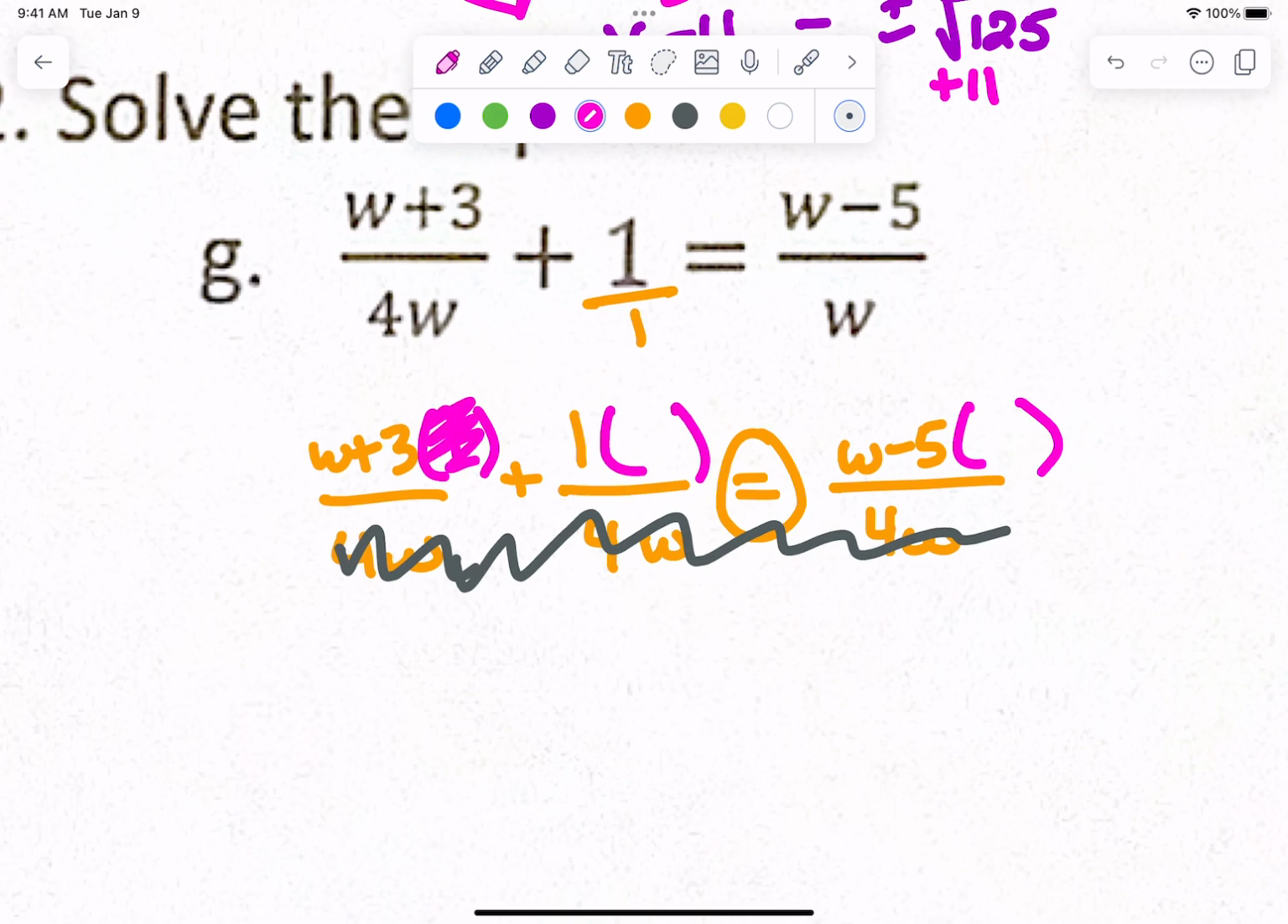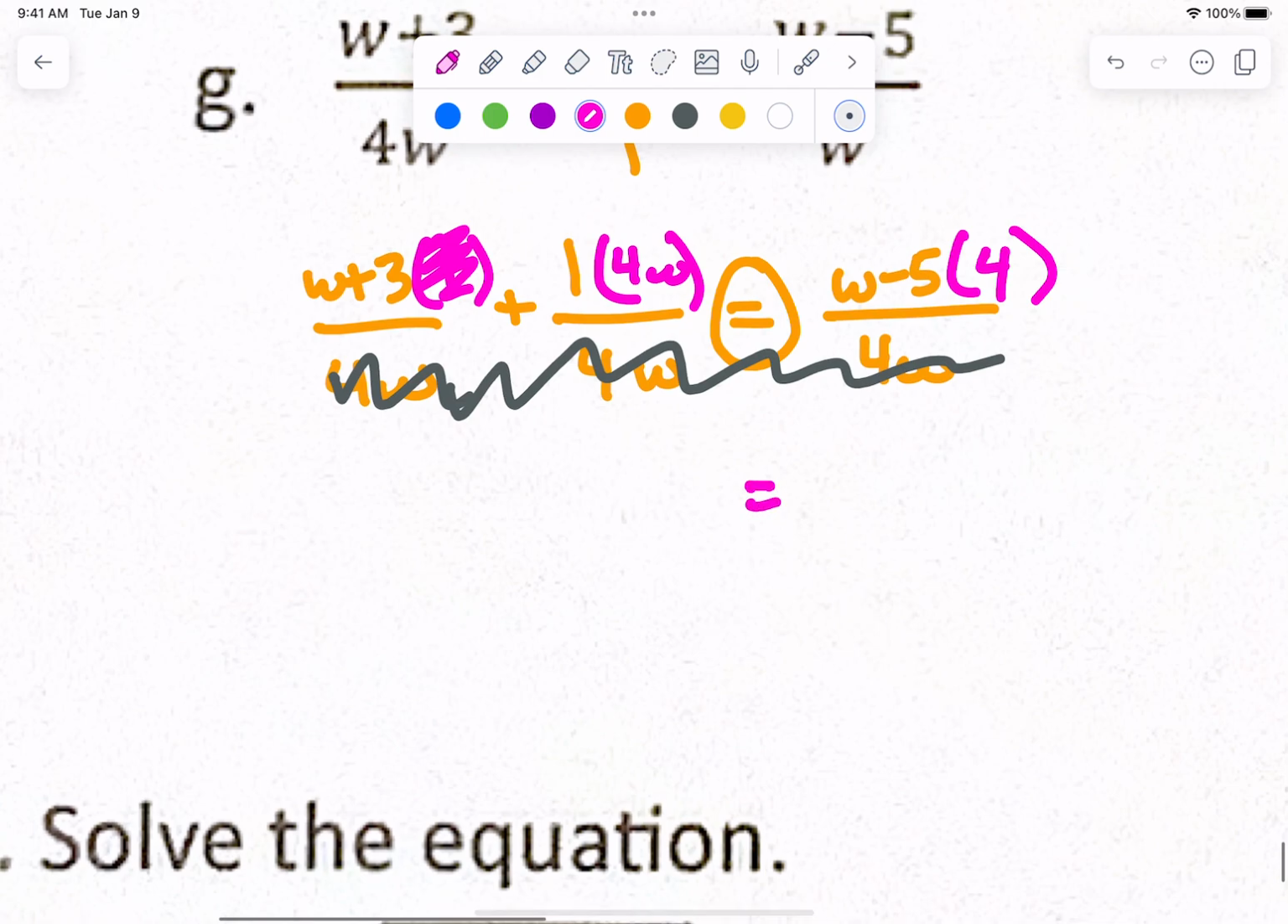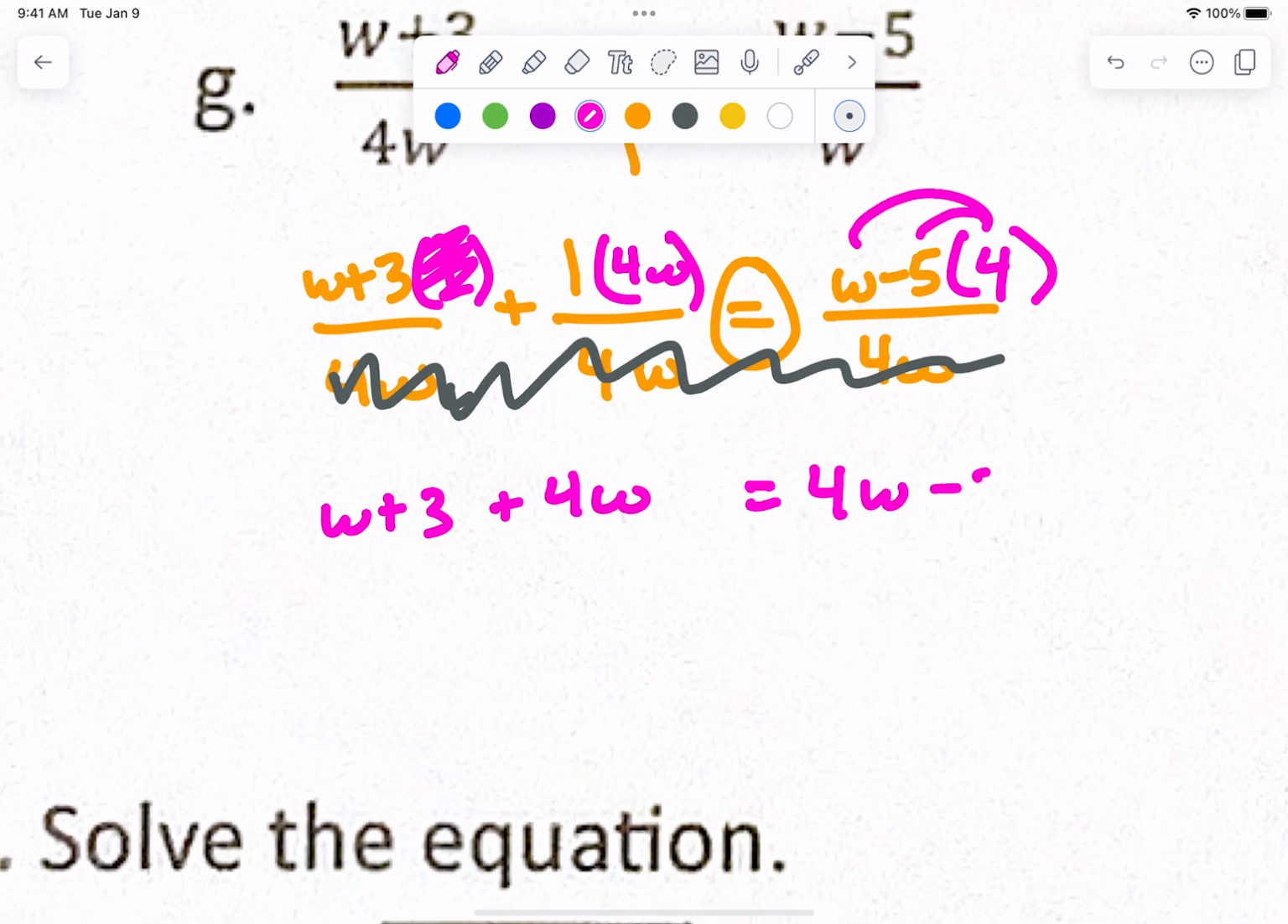What's the second one need? It's 4W. He needs a 4 and a W. What's the third one need? He needs a 4. Okay. So 4W minus 20. So we've got W plus 3 plus 4W equals 4W minus 20. Yep, that's what you said.